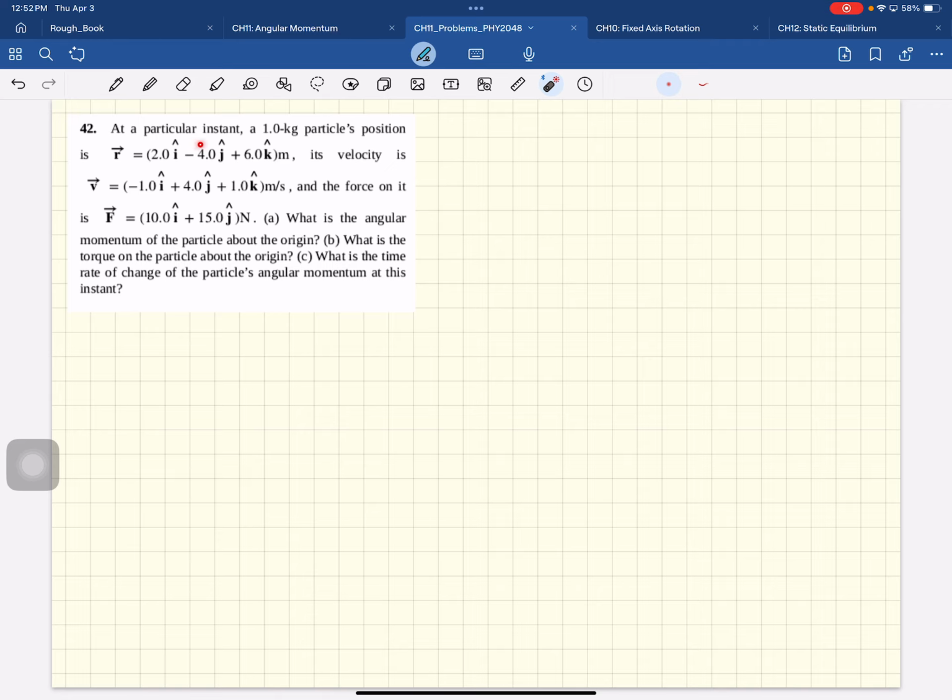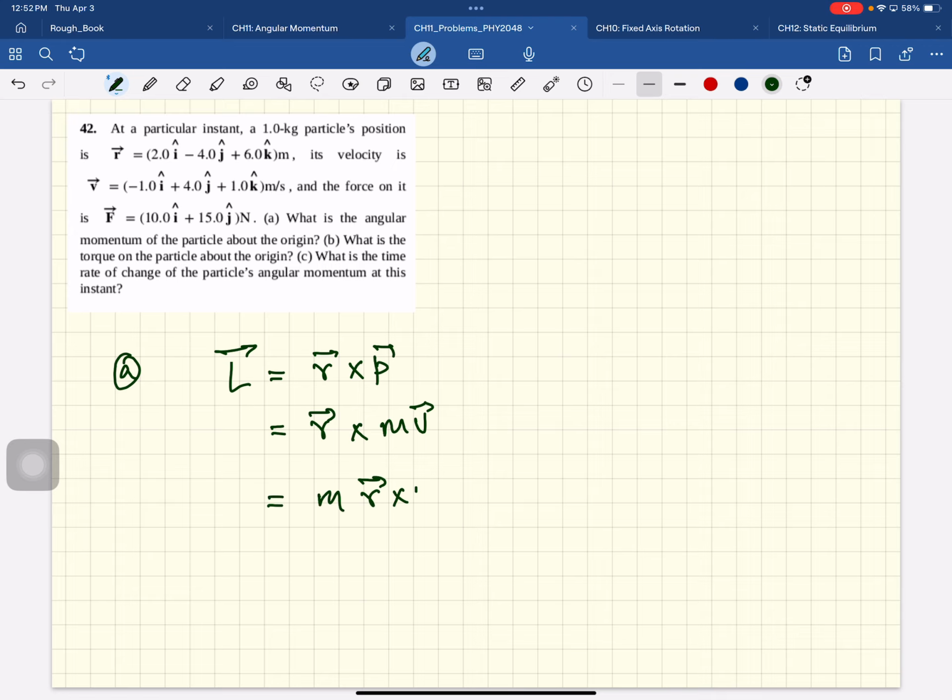This problem says at a particular instant, a 1 kg particle's position is that, its velocity is that, and the force on it is this. What is the angular momentum of the particle about the origin? So the angular momentum, you guys can check out the formula, is equal to R cross P, equal to R cross M times velocity. So it's a matter of finding the cross product of the two, R cross V.